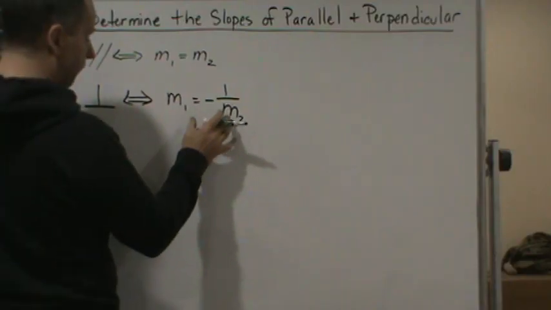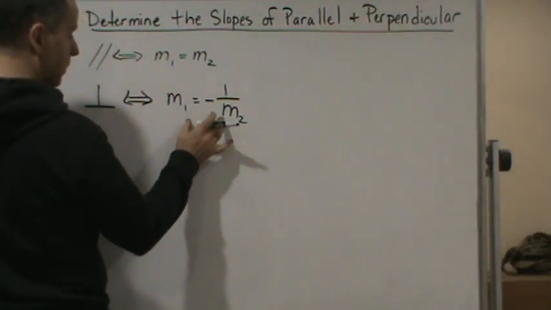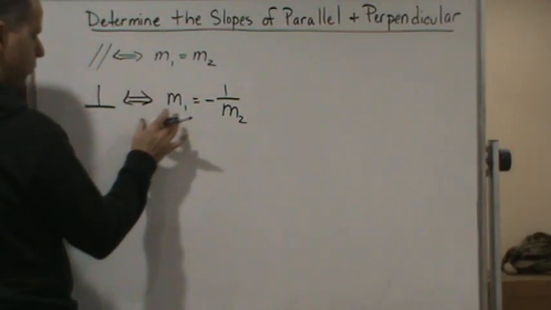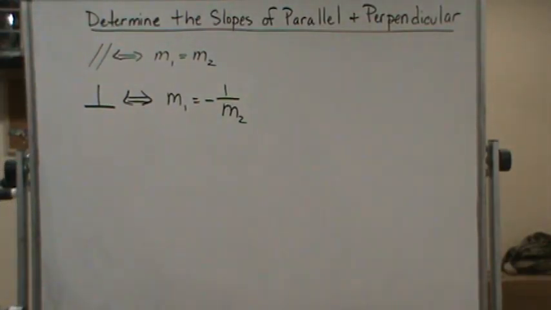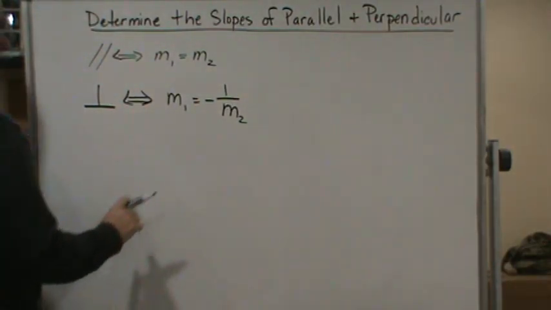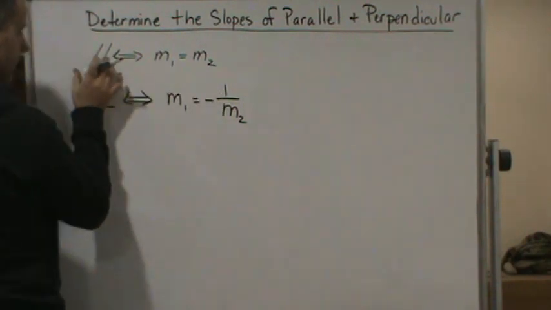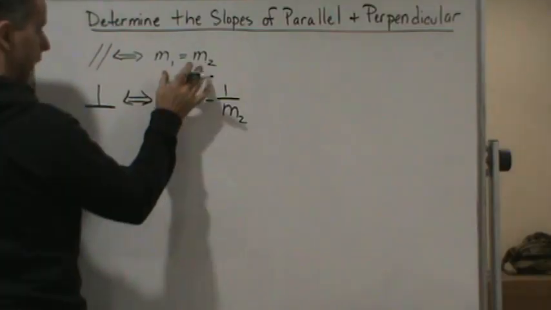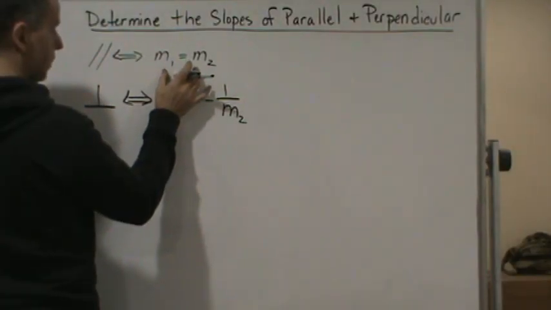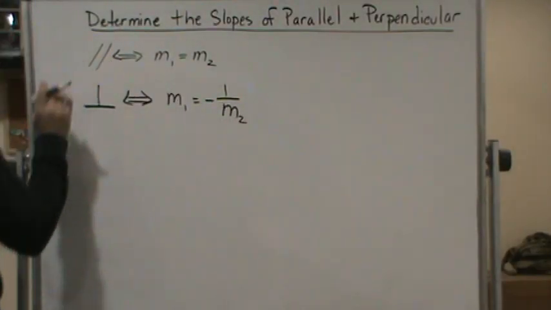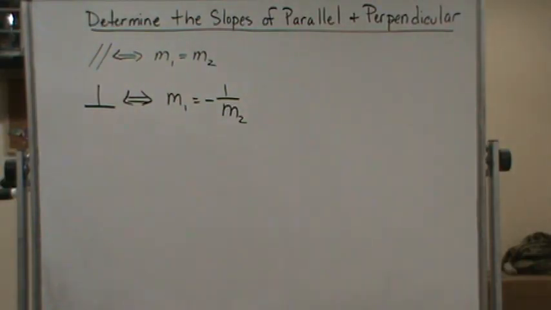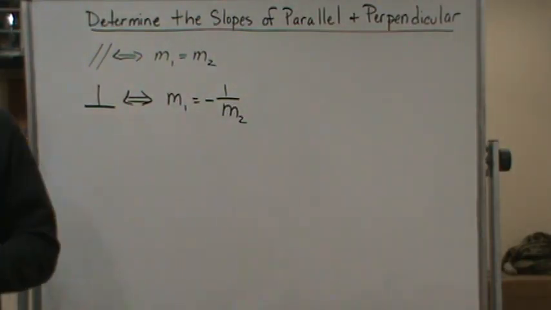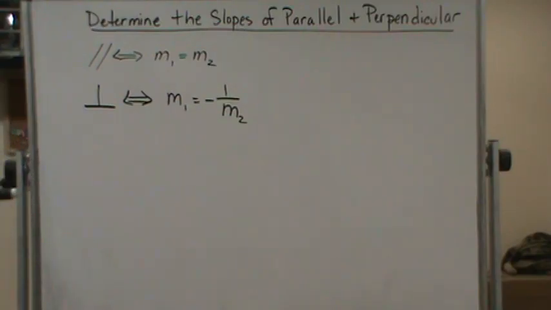And vice versa. If you find that two slopes are negative reciprocals of each other, then you know that those two lines must be perpendicular. And again, same thing with parallel lines. If lines are parallel, then you know that their slopes must be equal. If you find the two slopes of two lines are equal, then you know that they must be parallel. And that is what we're going to use to determine whether lines are parallel or perpendicular, or neither.